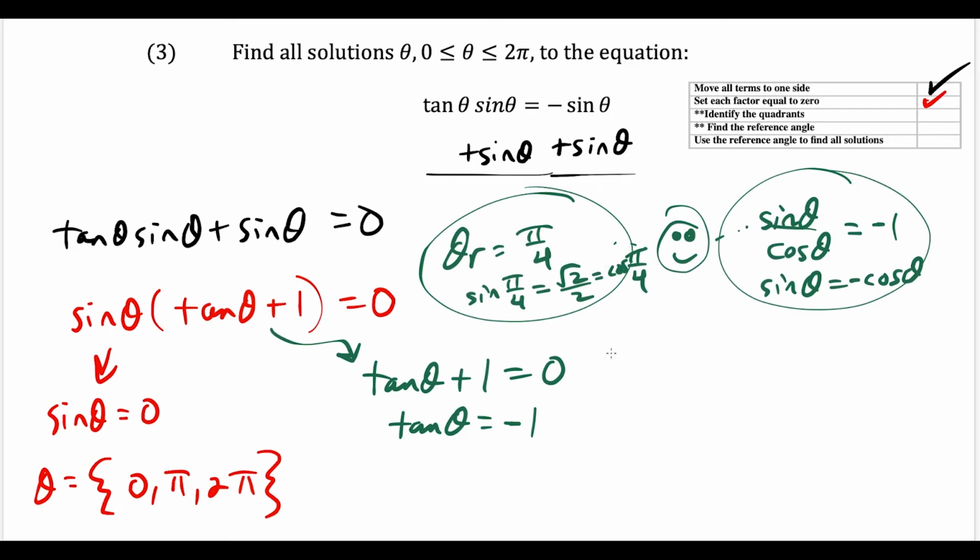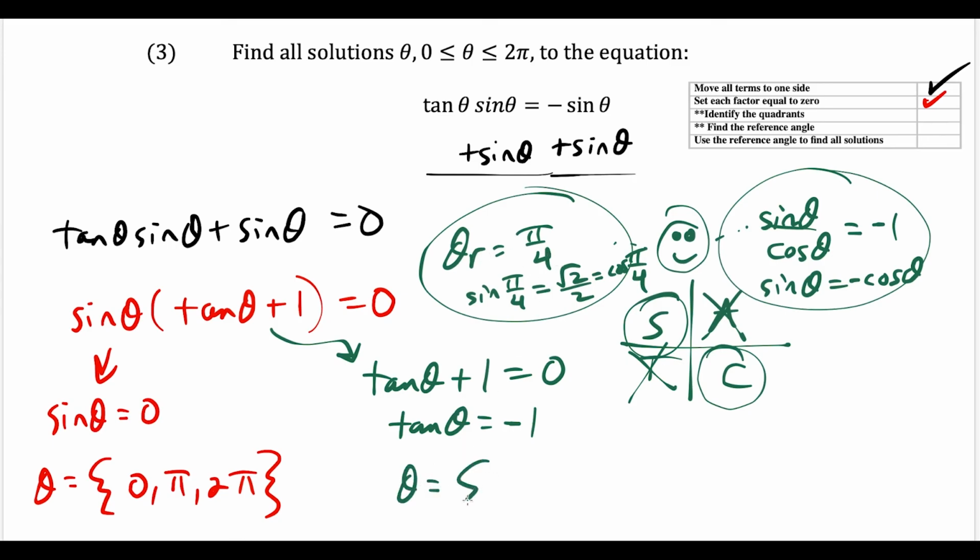But now what we have to think of, tangent theta is negative. So we do the quadrants, ASTC. If tangent is negative, that means we're not in quadrants 1 and 3. We have to be in quadrants 2 and 4. So our reference angle is pi over 4. So now we're going to find our two solutions here.